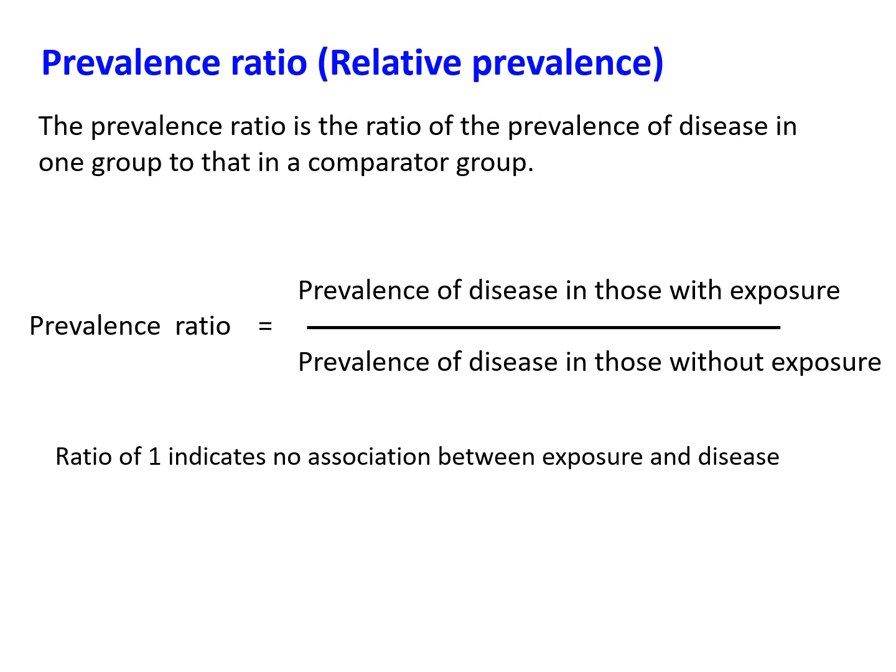So the first definition here is the prevalence ratio, the relative prevalence. Increasingly commonly used. The prevalence ratio is the ratio of the prevalence of disease in one group to that in a comparator group. So it's simply the prevalence of disease in those with the exposure divided by the prevalence of disease in those without the exposure. A ratio of 1 indicates no association between exposure and disease.